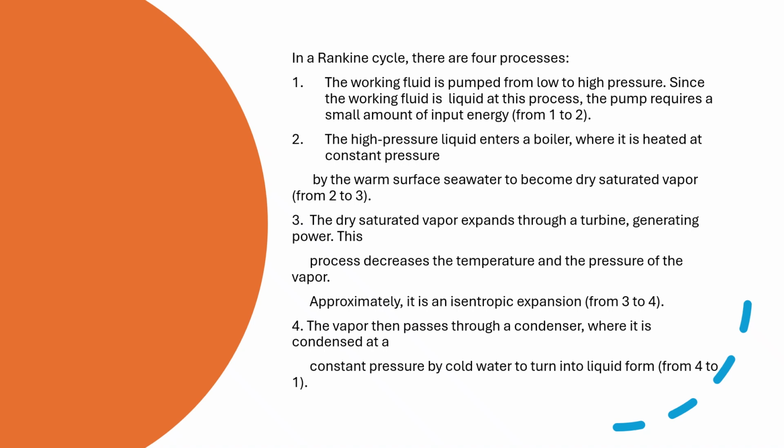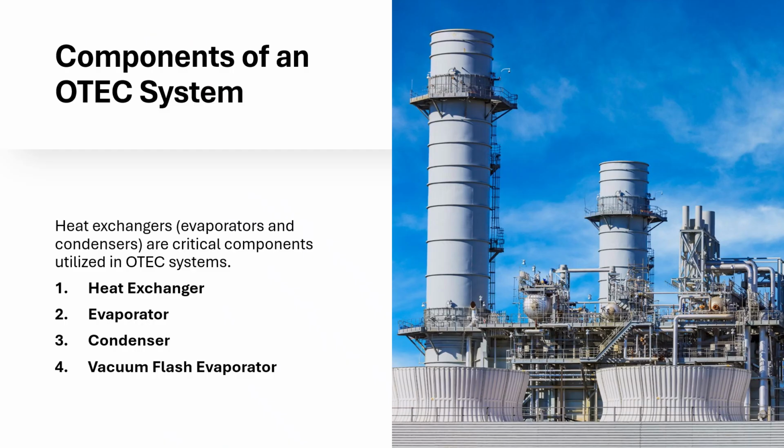The third process is that the dry saturated vapor expands through a turbine generating power. This process decreases the temperature and the pressure of the vapor. So approximately it's an isentropic expansion. Then comes 4 to 1. The vapor passes through a condenser where it is condensed back to a liquid. The condensation happens at a constant pressure by cold water to convert this vapor into a liquid. Okay, so these are the four processes of the Rankine cycle.